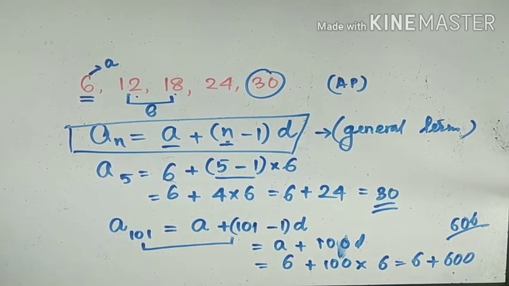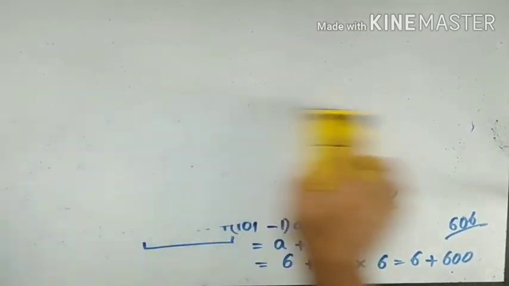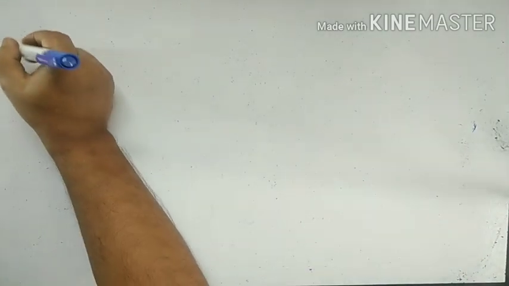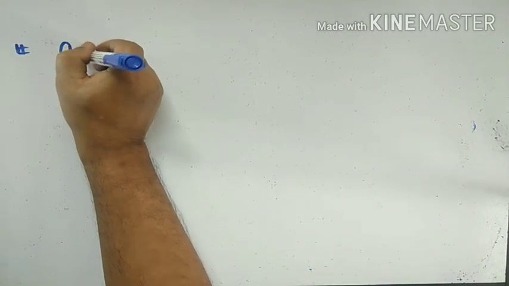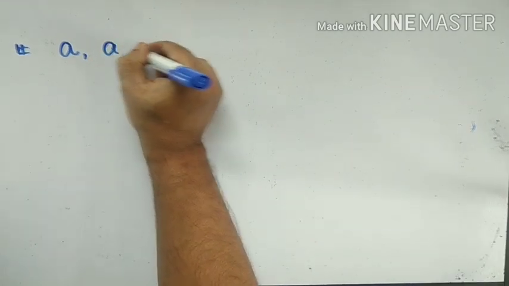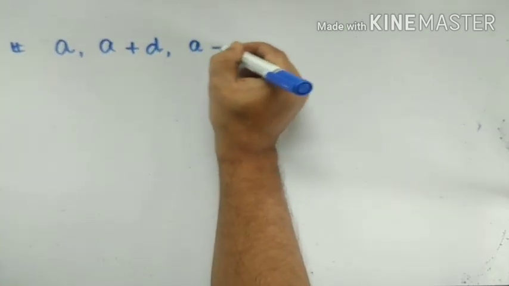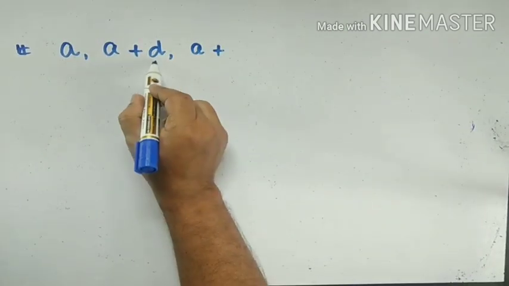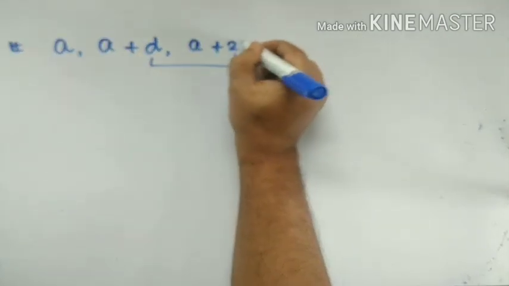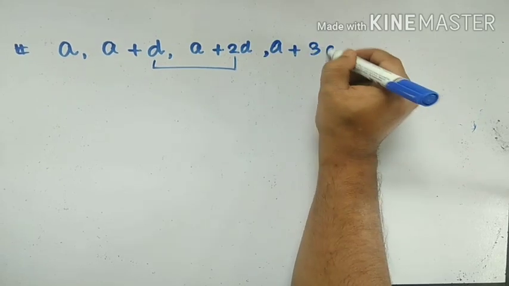Now you have to memorize this formula. Now how does this formula come? Let's find out. Suppose the first term of an AP is A and the common difference is D. That means the next term will be A plus D. After this, the next term will increase by D, so it will be A plus 2D. The next term will be A plus 3D.